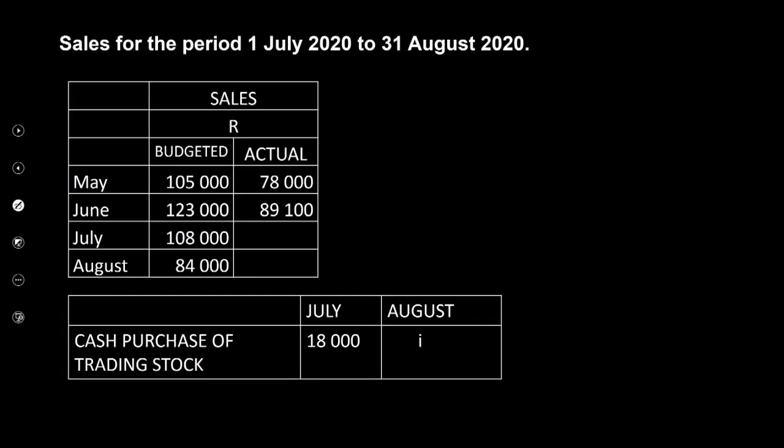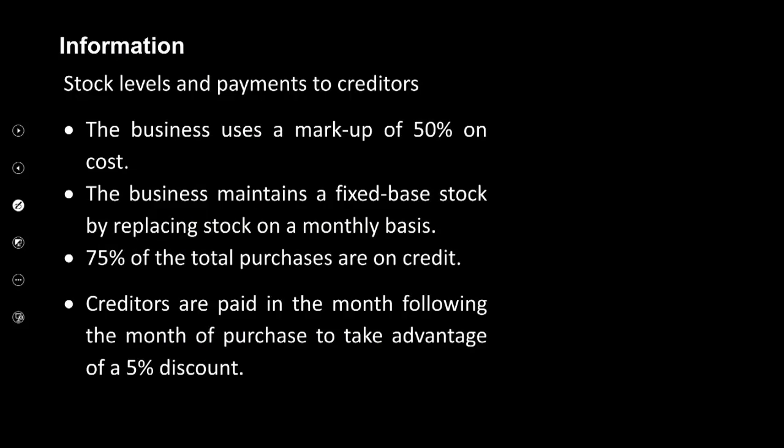The question says, study the information given and find the missing values. So what are we looking for? The missing value here is your cash purchase of trading stock for the month of August. Okay, let's look at how we're going to do this. Let's look at the information first.